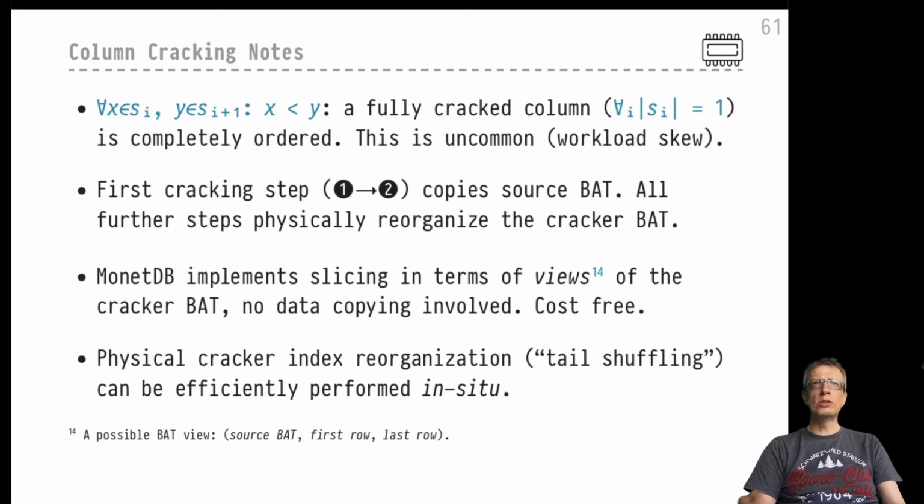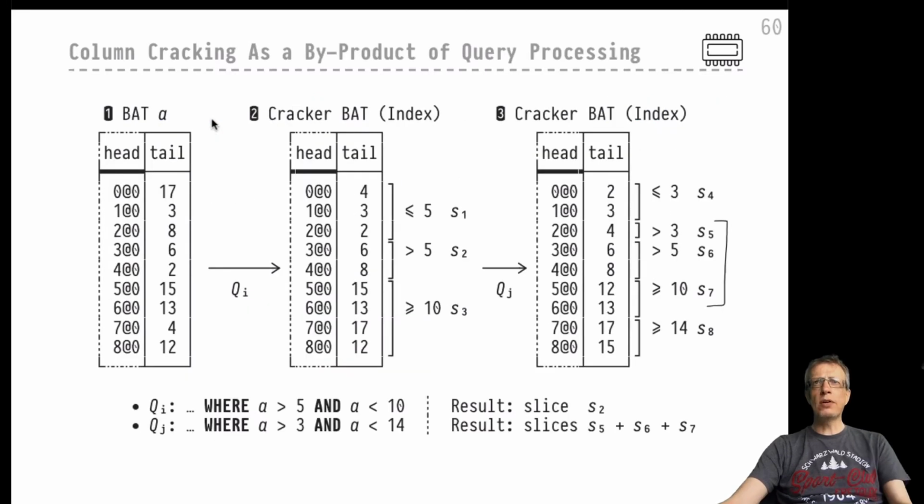Okay, a few more notes on this column cracking. If you look at it closely, then all the values in a particular slice S_i are smaller than the values in the subsequent slice, in the slice S_i+1. So let's switch back here and look at the values inside slice S6. These are 6 and 8. They're indeed smaller than the values in the slice S7, which is 12, 13. All right, so there's an order of values regarding subsequent slices.